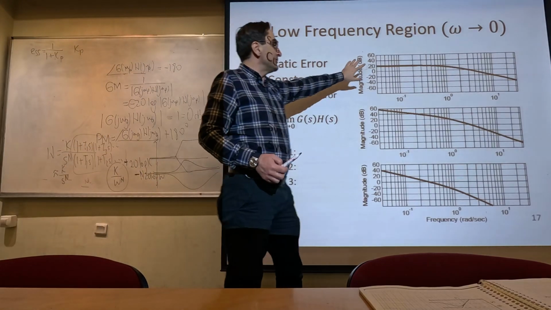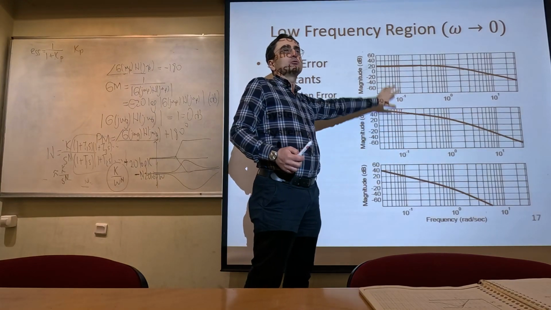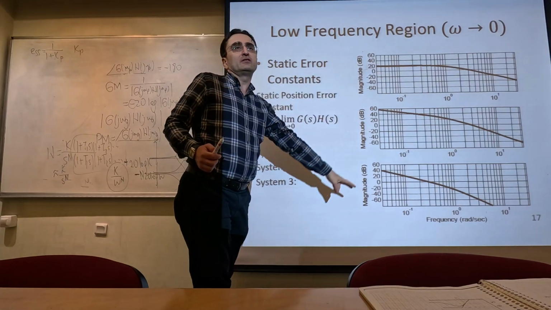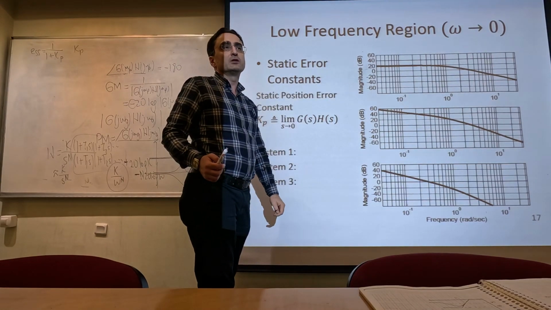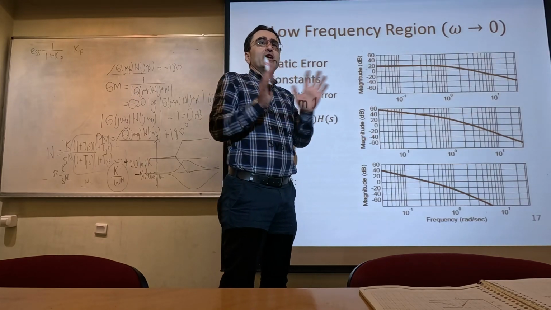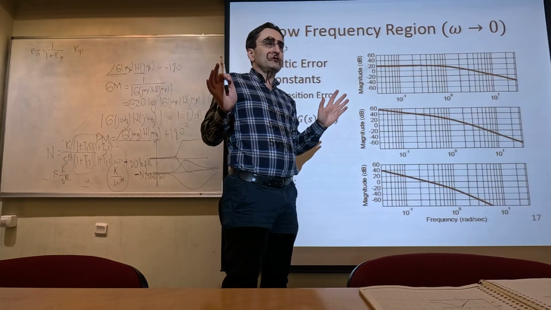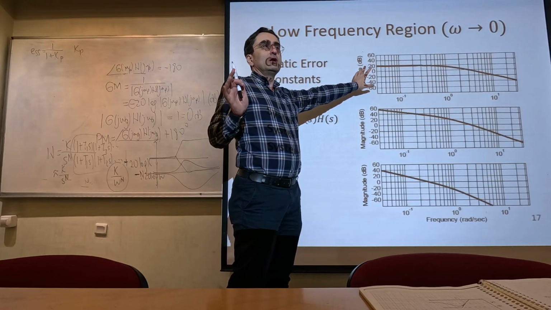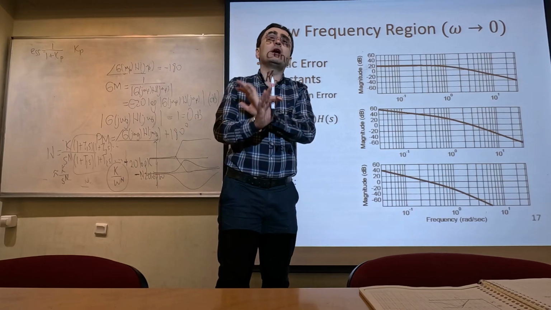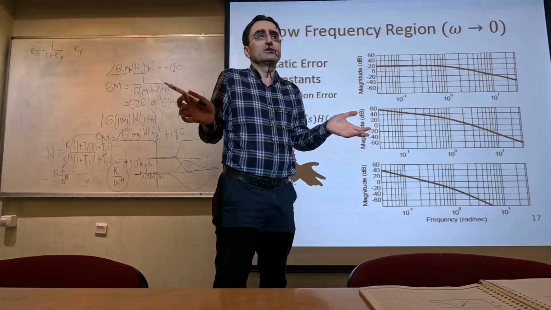I have here 3 different systems with their magnitude plots. I can determine these Kp's for each of these systems by using the Bode plot. So here you have to think that currently we don't have any transfer function for the open loop system, but we have its Bode plot. And if I have its Bode plot, I can calculate this Kp without actually knowing the transfer function itself.